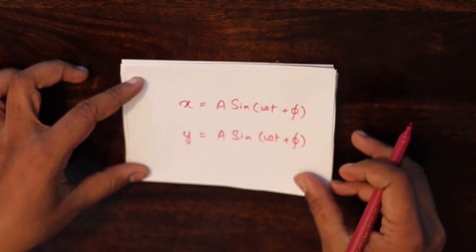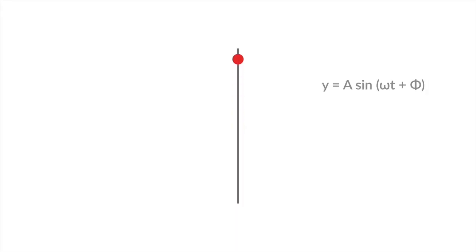If you look at the motion, this is what it looks like. This would be y is equal to A sin(ωt + φ), the vertical SHM. And this would be x is equal to A sin(ωt + φ), which is the horizontal SHM.